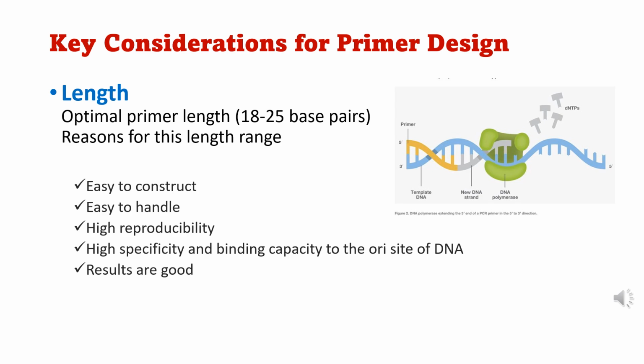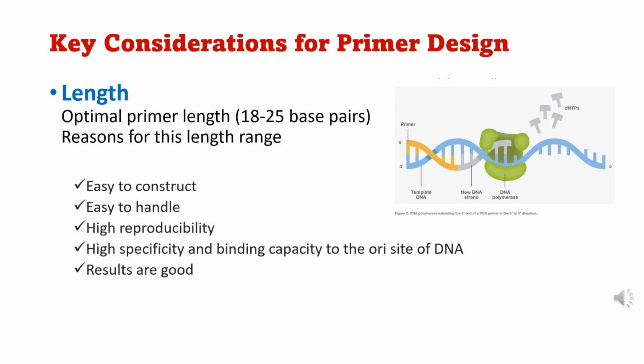And regarding the efficiency, the primers of this length hybridize efficiently to the template DNA during the annealing step. They are short enough to allow for rapid and efficient binding, which is crucial for PCR amplification. In the context of melting temperature, this length range typically results in primers with a melting temperature between 55 to 65 degrees centigrade, which is ideal for most PCR protocols. It allows for consistent annealing temperatures across primer pairs, and that improves reaction consistency.